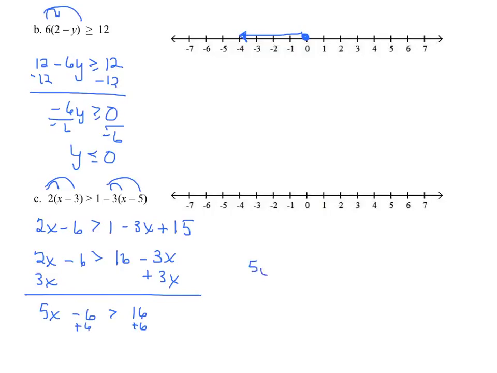So I'll get 5x is greater than 22. Sorry, misspoke. Now what we're going to do is divide by 5. So x is greater than 22 over 5, which is really 5 goes into 22 4 times with 2 left over, so 4 2/5. So if I'm going to put that on a number line, it'll be right about here, and I want it to be an open hole at 4 2/5. And I want it greater than, so I'm going to go off to the right.